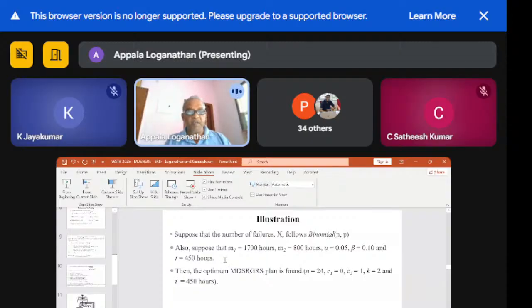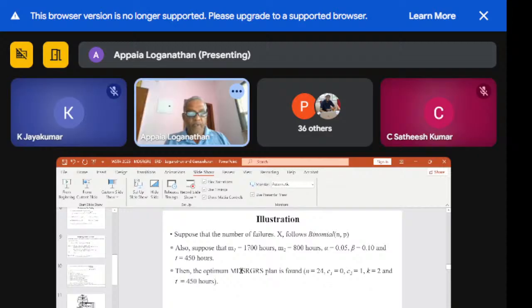Corresponding to these, and applying the preceding algorithm, we found that the optimum MDSR-GRS plan under the conditions of the exponentiated Rayleigh distribution is (24, 0, 1, 2) corresponding to T equal to 50 hours. It means that the sample size is 24, the first acceptance number is 0, the second acceptance number is 1, and the number of successive preceding lots shall be 2.